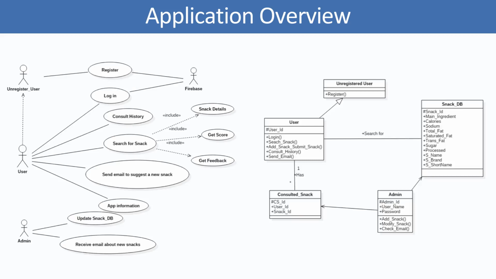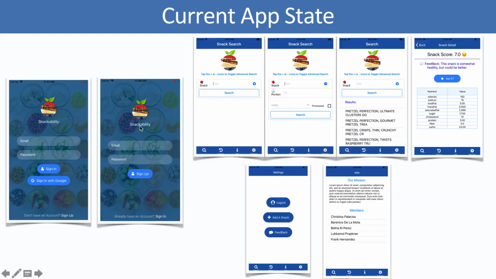So this is one of the earlier use case diagrams. As you'll see in some of the further documentation, we continue to add more stories and more features for the actors. So unregistered users will essentially register, log in, then they consult their history, search for a snack, send email suggestions for a snack, and have the app information. They'll get snack detail, score, feedback, as well as being able to suggest new snacks, and administrators can update SnackDB and receive emails about new snacks, as well as check the snack history of users.